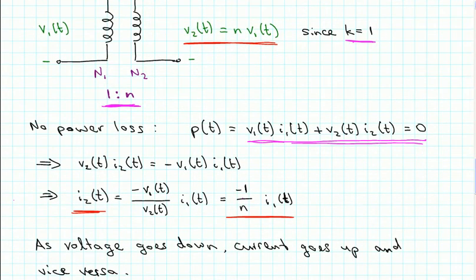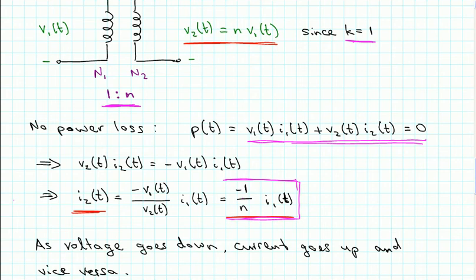Now, if this equation here is true, then that means that V2 of t times I2 of t has to be equal to minus V1 of t times I1 of t. And if we solve for I2 of t, we find that this is minus V1 of t over V2 of t times I1 of t. And this V1 of t over V2 of t, that's 1 over n, 1 over the turns ratio. And so we get this result here, that the current at the output of the transformer is minus 1 over n times the current at the input.